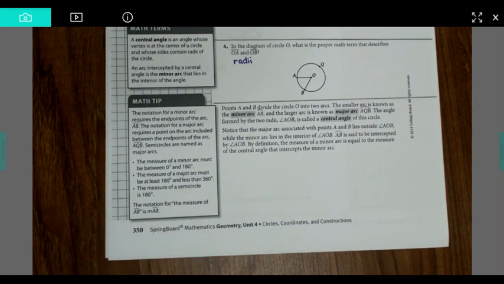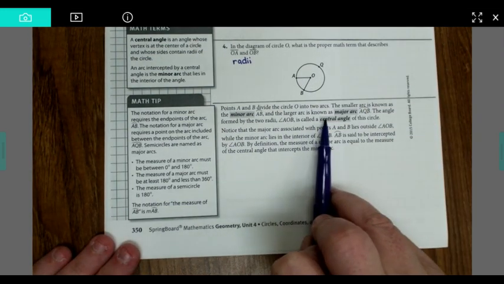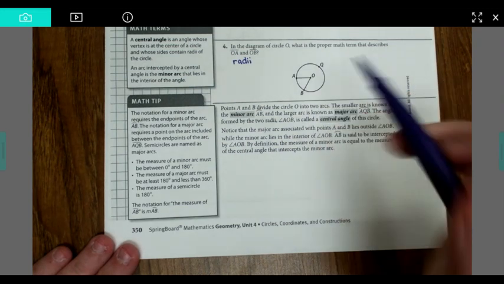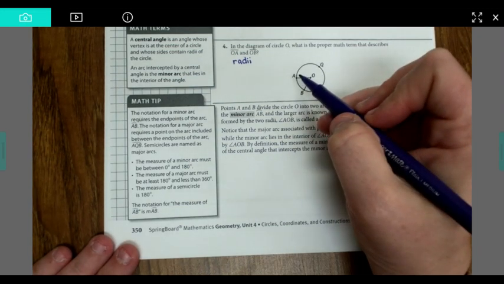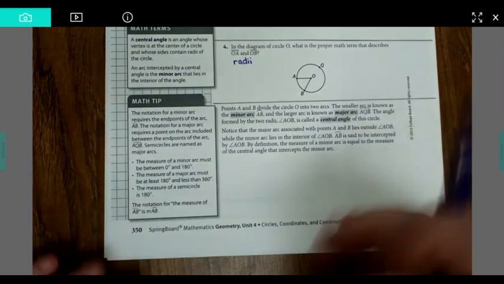Points A and B divide the circle O into two arcs. The smaller arc is known as the minor arc, AB, from here to here. The larger arc is known as a major arc. Whenever considering a major arc, you have to have 3 points, so that would be A, Q, B.